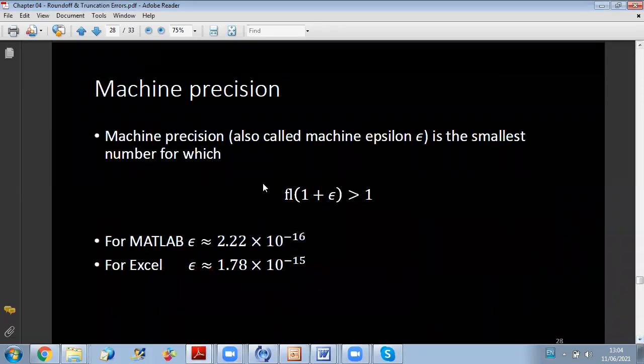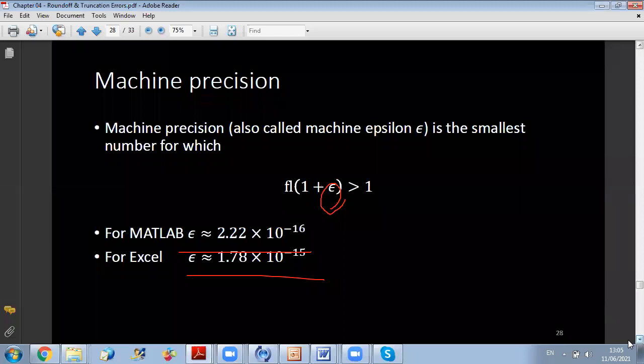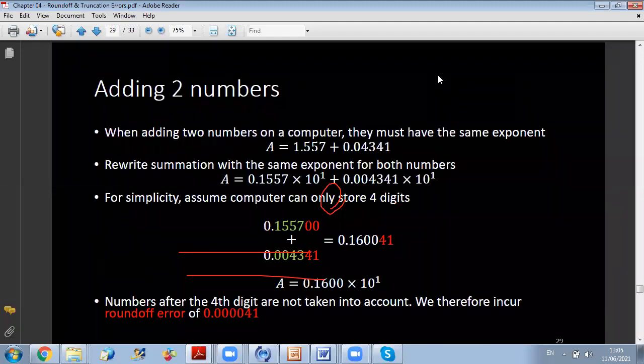So let us consider what is the way to define the machine precision. The machine precision is also called machine epsilon, and it's the smallest number for which if I do 1 plus epsilon, I get a number higher than 1. Okay, this is the definition of the machine precision. Now, what can I understand from the machine precision? For example, for MATLAB, it's of the order of 2.22 times 10 to the minus 16. For Excel, it's of the order of 1.78 times 10 to the minus 50. To understand better the meaning of machine precision, we will do some examples. And I will give you a smaller number so you can understand better.